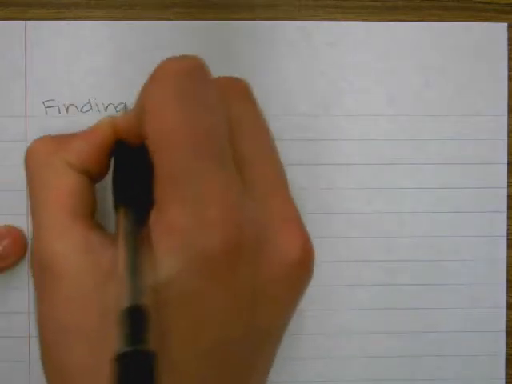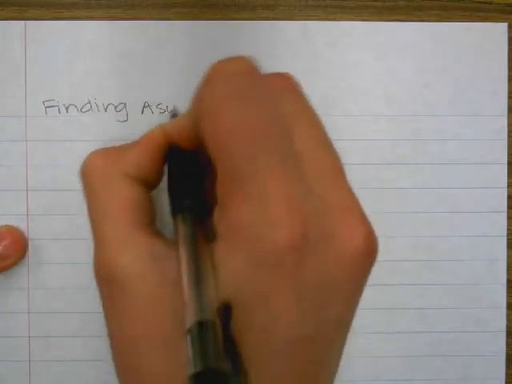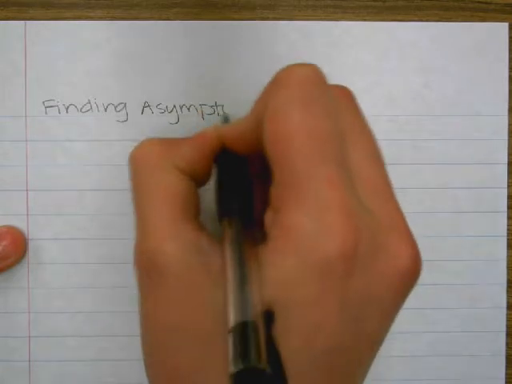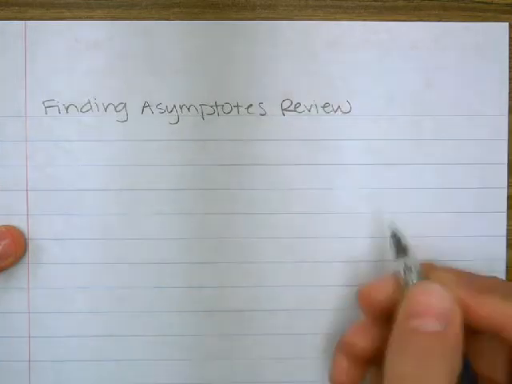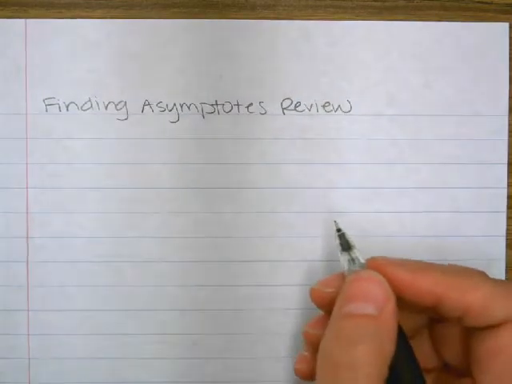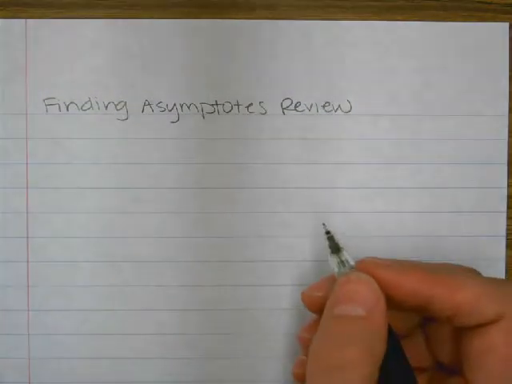Alright, this video is going to review a couple things. The first thing that we're going to review is how to find asymptotes for rational functions. And the second thing we're going to review is how to find limits at infinity.